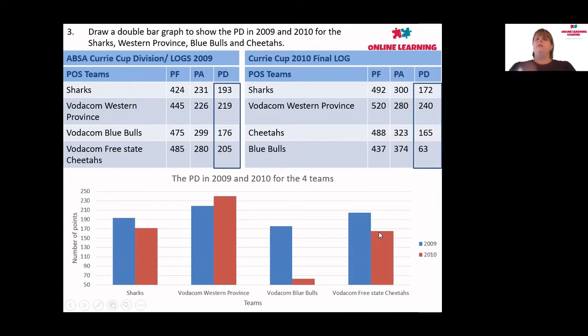Okay, remember guys, the most important thing about a bar graph or double bar graph is there need to be spaces between your bars so you can see it's a bar graph and not a histogram. A histogram is close next to each other. There's no spaces in between your bars.